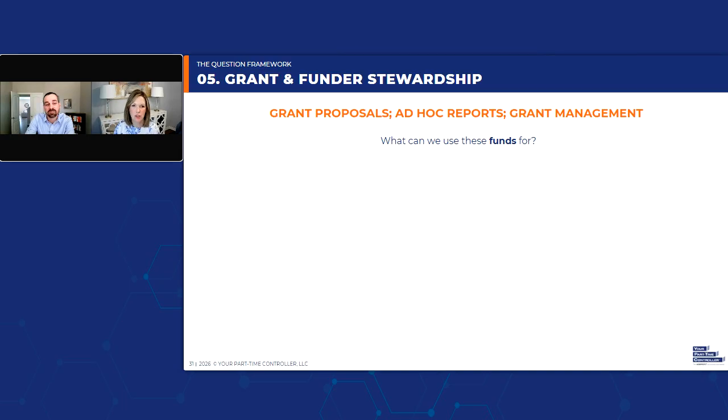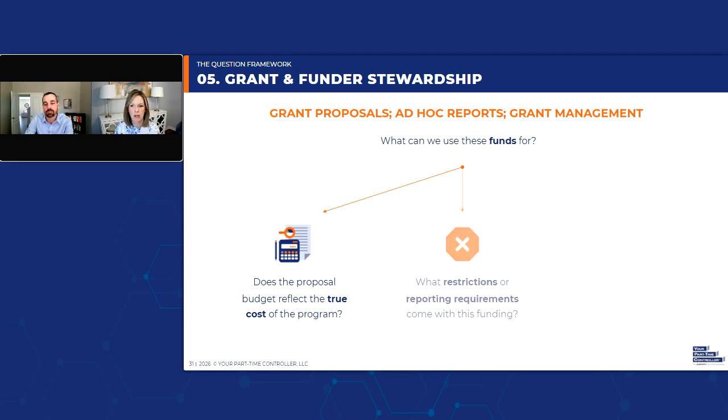Our fifth area is grant and funder stewardship. Grant funding almost always comes with strings attached: restrictions, reporting requirements, reimbursement timelines, and compliance expectations. And strong grant management only works when finance, development, programs, and leadership are coordinated. So when a leader asks, what can we use these funds for? The finance team is really thinking, does the proposed budget reflect the true cost of the program? What restrictions or reporting requirements come with this funding? And are reimbursement-based grants creating cash flow pressure?